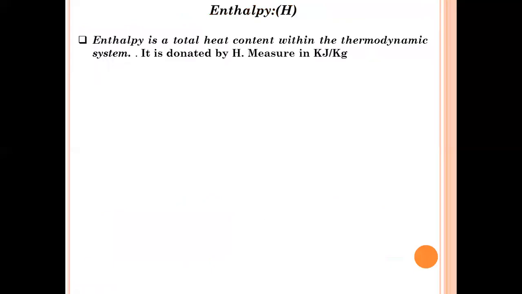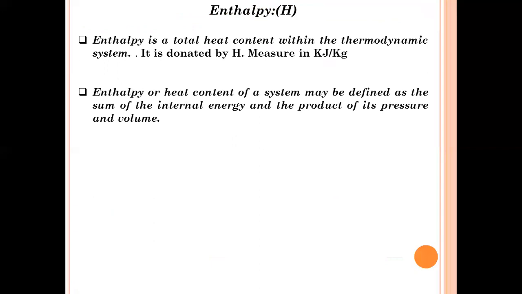Second quantity, enthalpy. Enthalpy is nothing but the total heat content within the thermodynamic system. Heat content or heat possessed by a body can be referred to as the enthalpy, and it is denoted by H and measured in kilojoules per kg. So enthalpy or heat content of a substance may be defined as the sum of internal energy and the product of its pressure and volume. Meaning H is equal to U plus P into V.